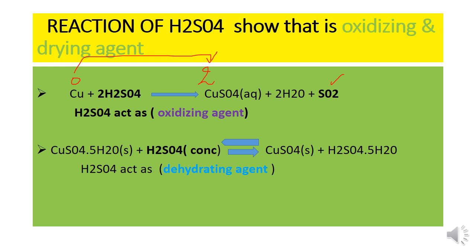Here this is hydrated copper sulfate. When you react it with sulfuric acid, the copper sulfate will have no water available, which means that the acid acts as a drying agent. Here the sulfuric acid acts as a drying agent, whereas here it acts as an oxidizing agent. It removes water from this compound, together.